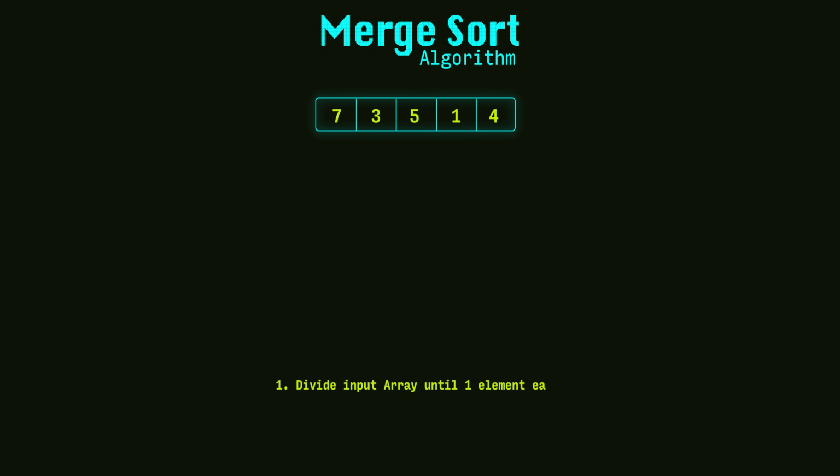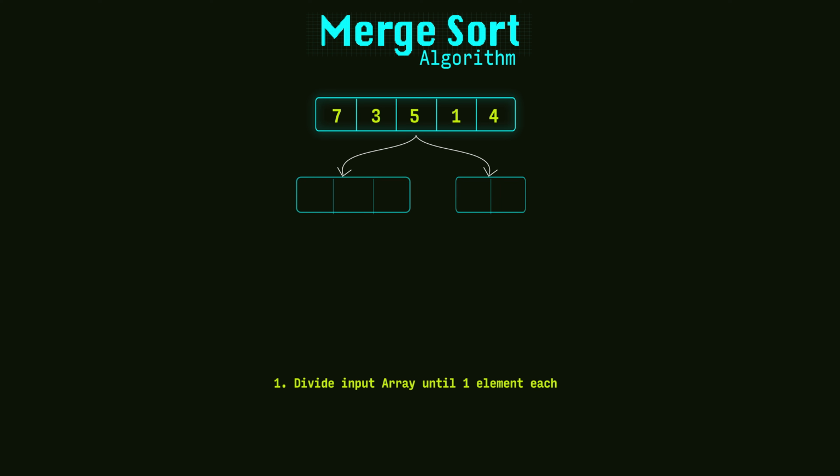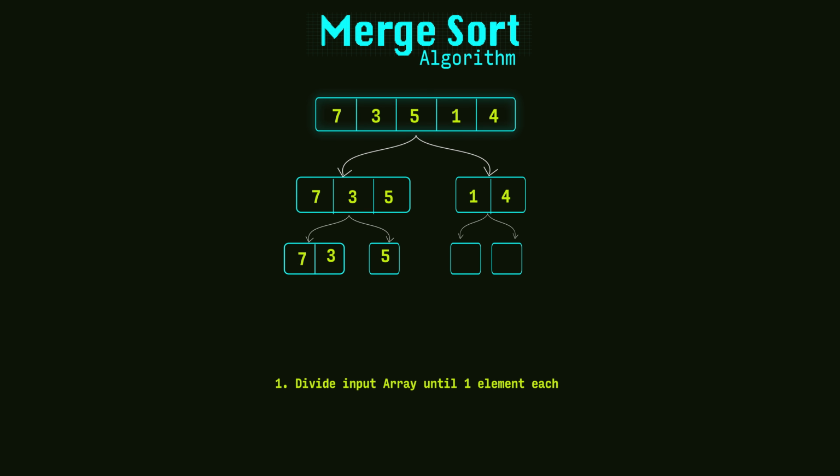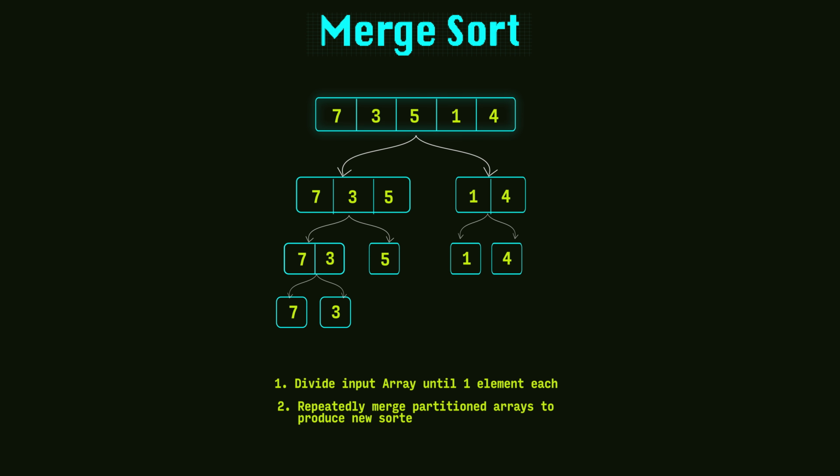As a first step of this algorithm, we will keep dividing the input array until we find one element each. Here in the visualization, you can observe that on both the left and right side the array keeps dividing until it reaches one element each. After this, we need to repeatedly merge the partitioned arrays to produce new sorted arrays. That is in reverse. Now we need to merge the divided elements and sort them when we merge. So now let's sort the elements in ascending order.